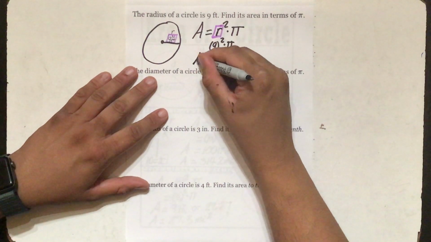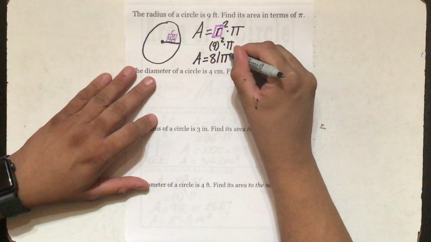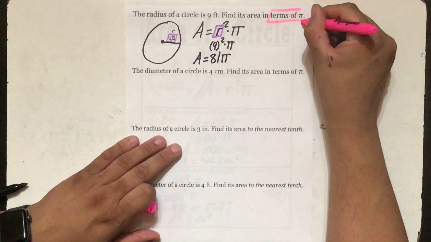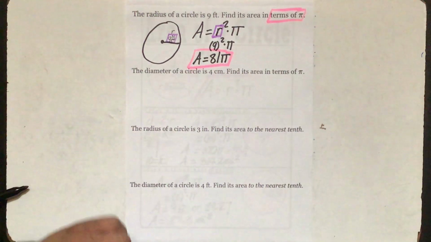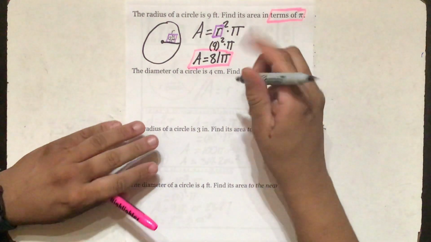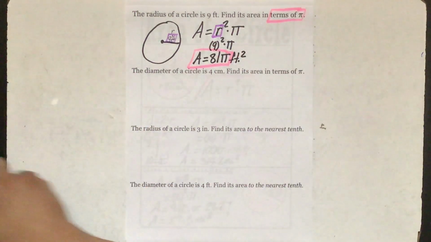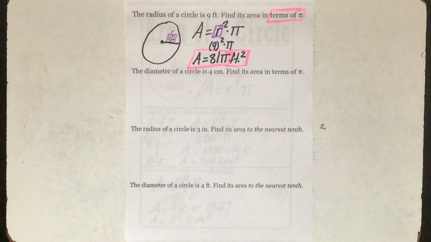9 times 9 is 81. Times pi is just pi. Now, if you notice here, this question is asking for the answer in terms of pi. So that's my answer right there. And actually, 81 pi feet squared, right? But when you're entering the answer on Delta Math, they're not going to want you to put the feet, but you know, that's how you read it. So 81 pi feet squared, okay?